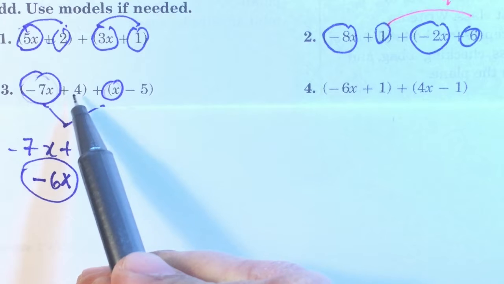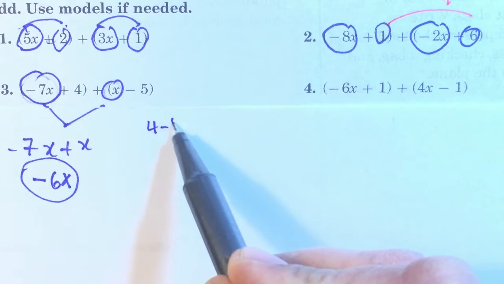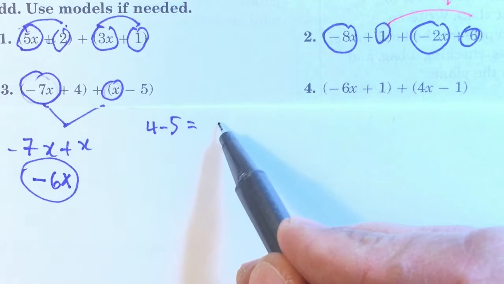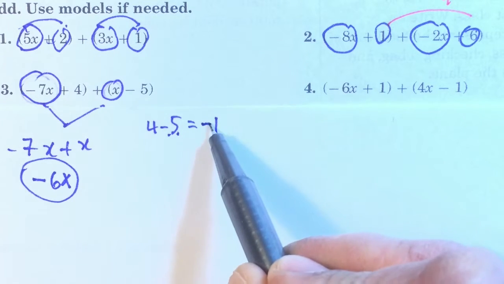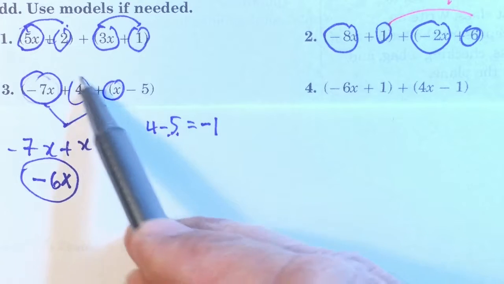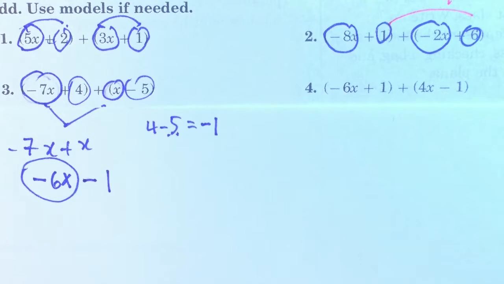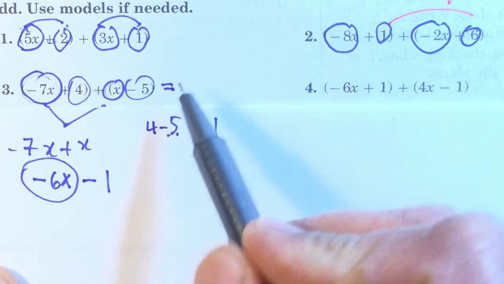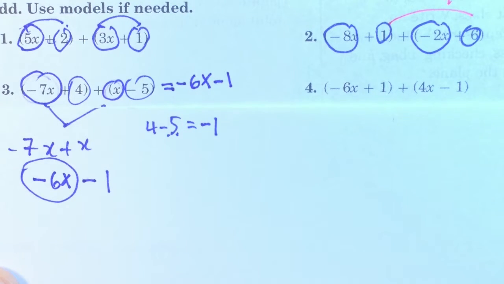Now let's combine the numbers, the constants. 4 minus 5. How much is 4 minus 5? Different signs, so I subtract them. 5 minus 4 is going to be 1. And I'm going to put the sign of the bigger. This is the bigger, so it's going to be negative 1. So the combination of 4 and negative 5 is going to be negative 1. So the addition of these two is going to give me a simplified expression like negative 6x minus 1 for number 3.